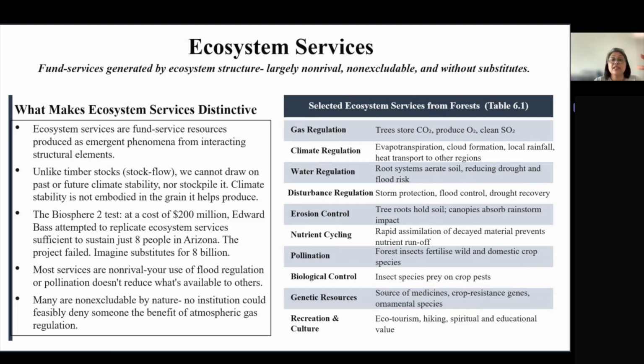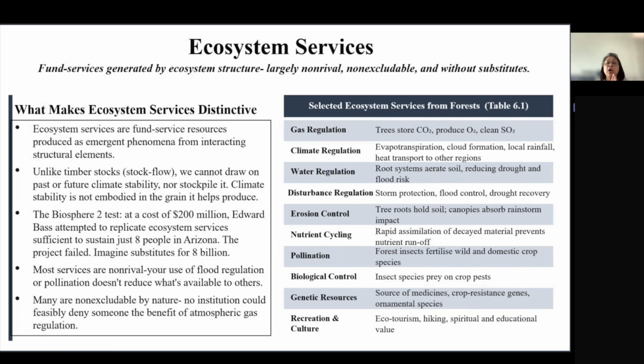Because they are fund services, they cannot be stockpiled. You cannot save up last year's flood regulation and use it next year. You cannot bank the pollination service of a forest and draw on it during a drought. The service is provided continuously at a rate fixed by ecosystem structure, or not at all.